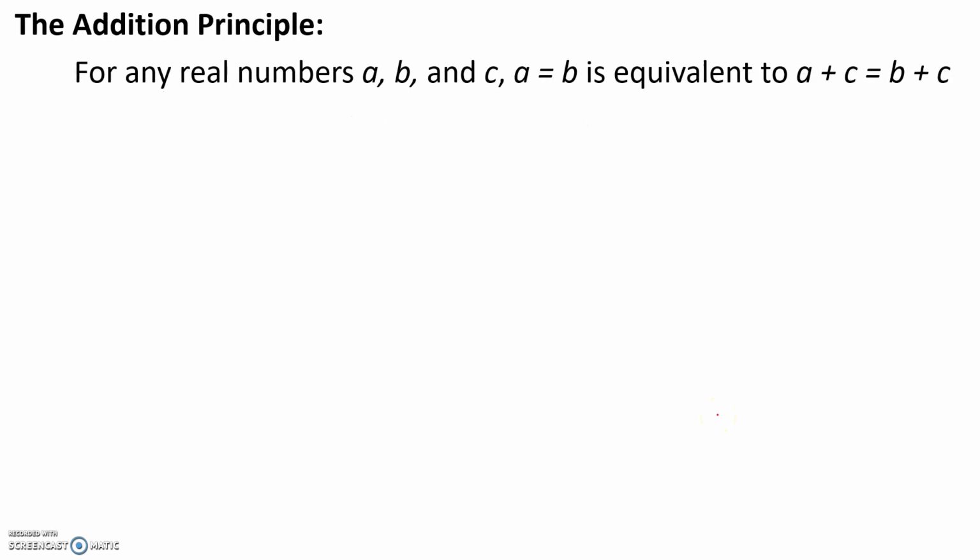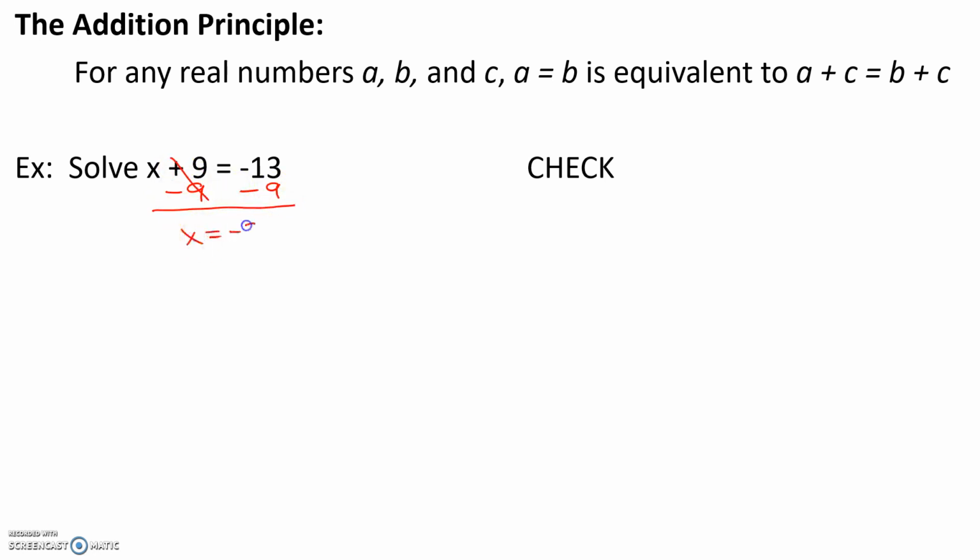The addition principle states that for any numbers a, b, and c, a equals b is equivalent to a plus c equals b plus c. In other words, if you add the same term to each side, the equation remains unchanged. For example, let's solve the equation x plus 9 equals negative 13. Since the x is being added by 9, the inverse of adding 9 would be to subtract 9 from each side. Therefore, x would equal negative 22.